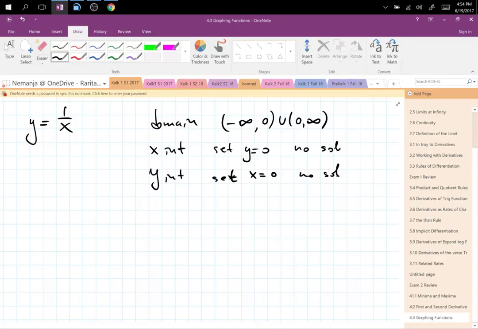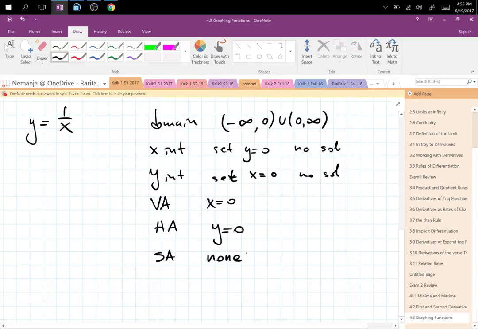So now we have domain, we have x and y-intercept. Next one is the vertical asymptote. Well, we set denominator equal to 0, use the limit if we have to. If you don't have to use the limit, if it's obvious, then just don't worry about it. So vertical asymptote definitely at x equal to 0. Horizontal asymptote, again, limit goes to infinity and all of that good stuff. y equals 0 in this case. And slant asymptote, none. So we're clearing all of this.